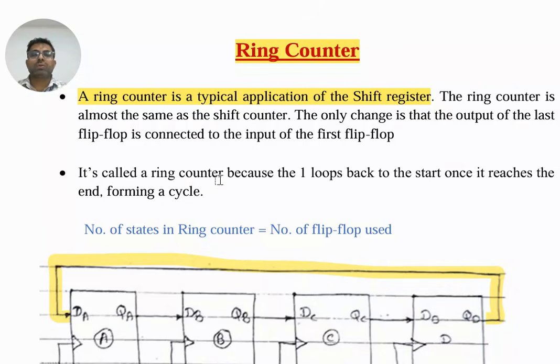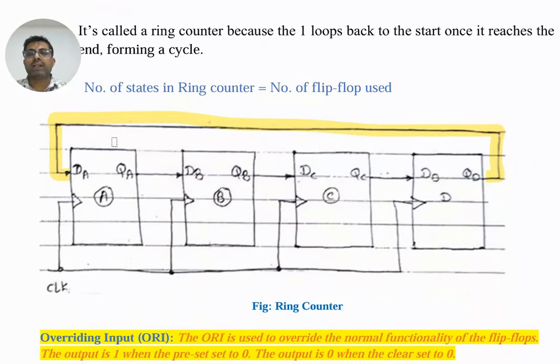Now, here I have used 4 flip-flops, and which type of flip-flop have I used? The D type of flip-flop. So how many states do you want in the ring counter? That many flip-flops you can use. The number of states in the ring counter is equal to the number of flip-flops used. Okay, so this is the first D flip-flop, A, B, C and D.